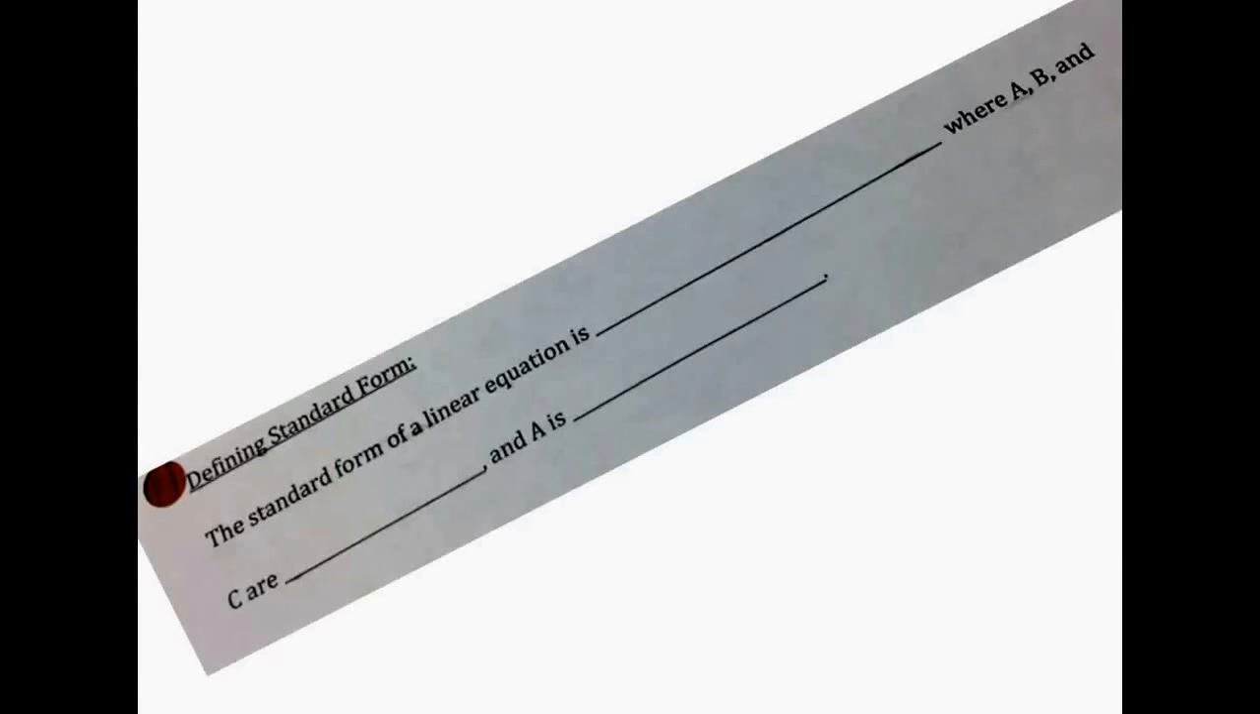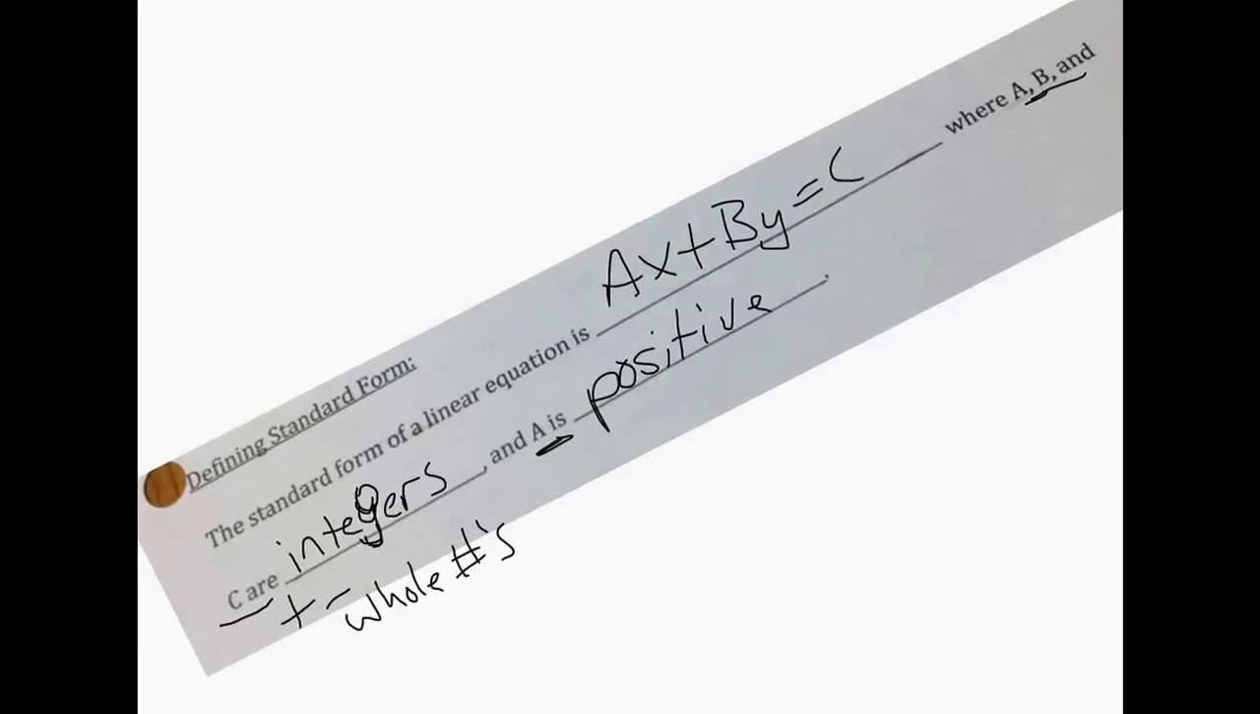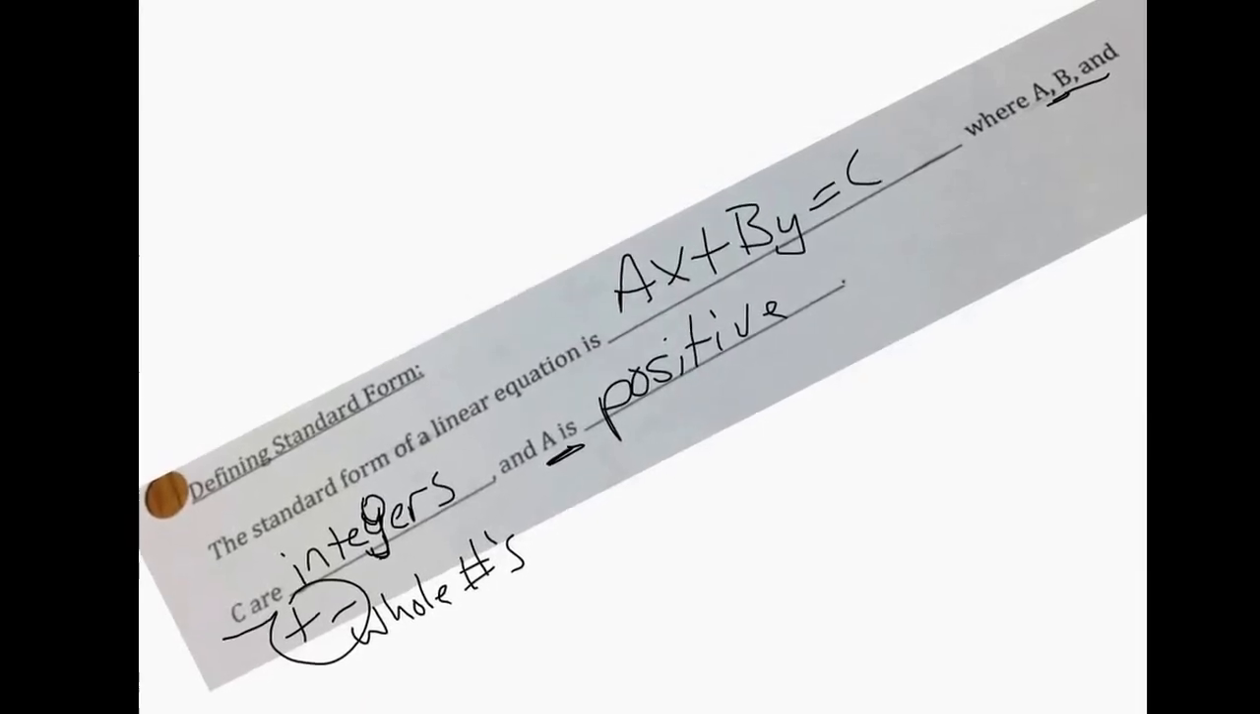The standard form of a linear equation is AX plus BY equals C, where A, B, and C are integers. And all that really means is that they are positive or negative whole numbers. Okay, we don't have fractions or decimals in there. And then this part's important: A is always positive. So even though it can be an integer, and integers can be positive or negative, this first one, the A, cannot be negative.